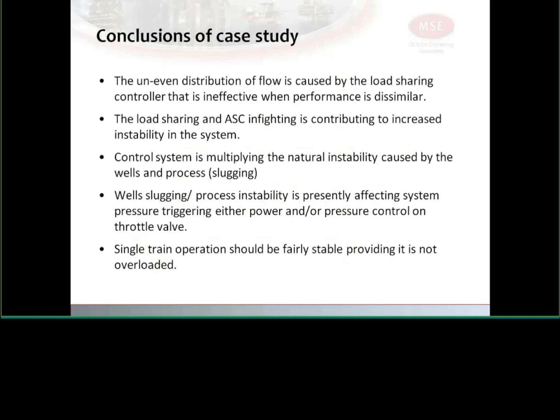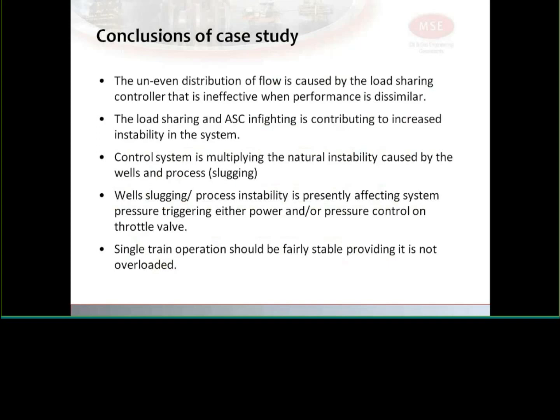Before I hand it over to Marco, I would just like to quickly recap where we started and what happened. We started with unstable operation with 2 trains having undistributed flow. Load sharing is always having problems with the anti-surge control system, and they are causing extreme instability in the system.